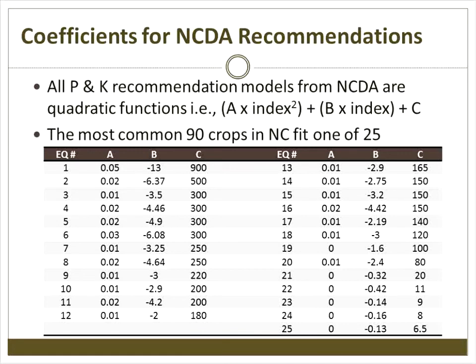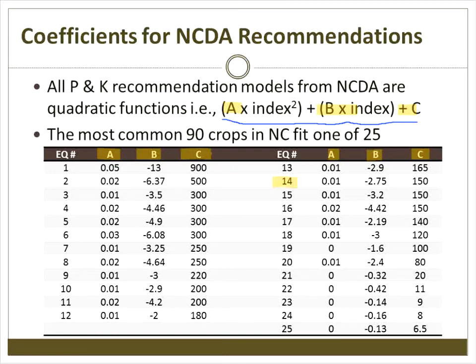So there are over 90 crops, or the most common 90 crops in North Carolina, that fit one of the 25 sets of coefficients below. Everybody is working off of the same A times the index squared plus B times the index plus C. It's just a matter of what do we use for our A, our B, or our C. And here it is. There's our A, there's our B, there's our C. There's our A, our B, our C. And so for some crops, for phosphorus, for example, it says use equation 14.